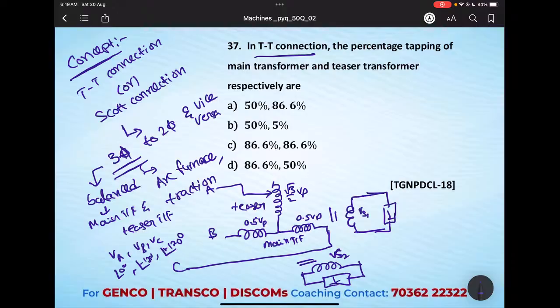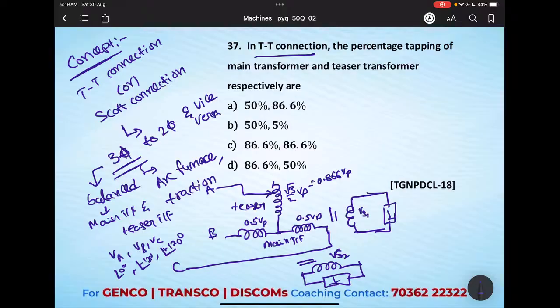In order to get balanced voltage at the primary side, we need to make the connection like this. That means we are going to tap the main transformer at the center, whereas for the TZ transformer we are going to tap at root 3 by 2. That is nothing but 0.866, okay, it is 0.866 VP. Is it clear? So in Scott connection, to get balanced 3-phase voltages, we need to connect the primaries of the main transformer and TZ transformer like this only. Then only you can achieve the balanced voltage.